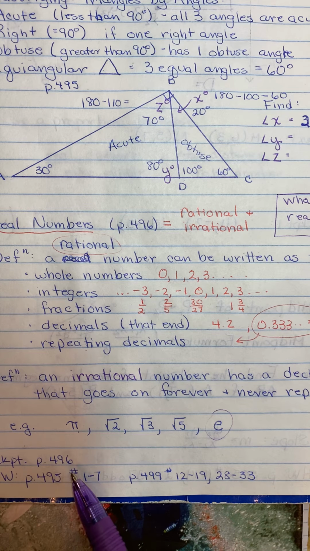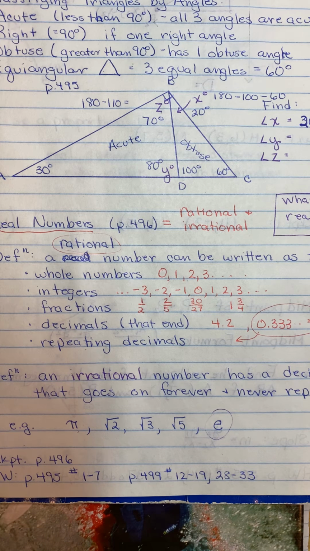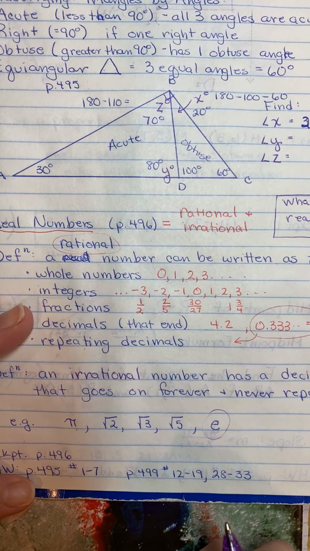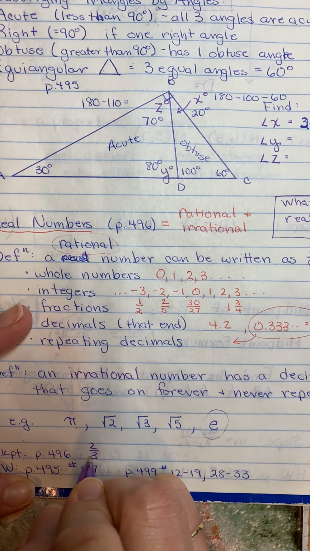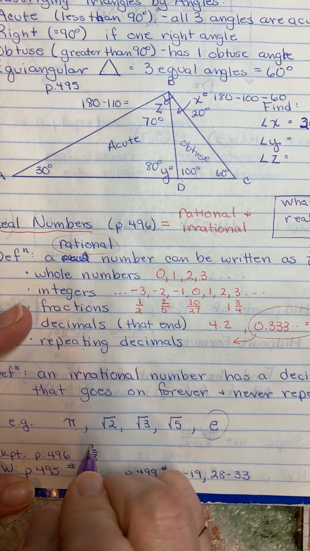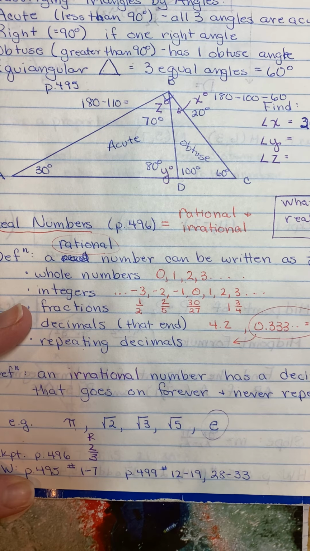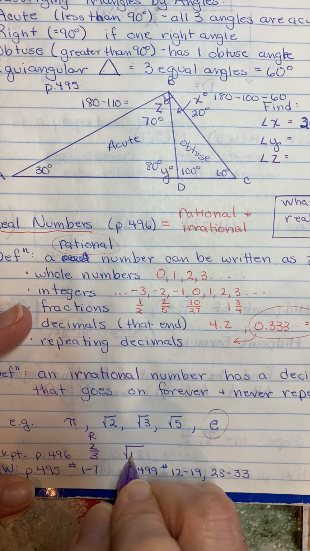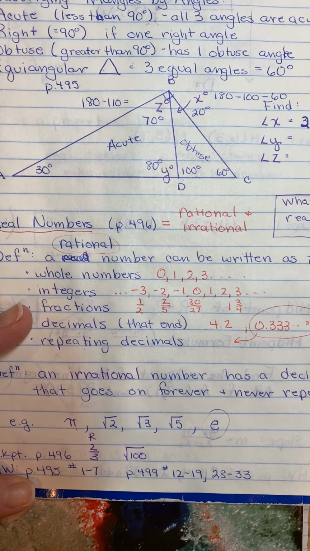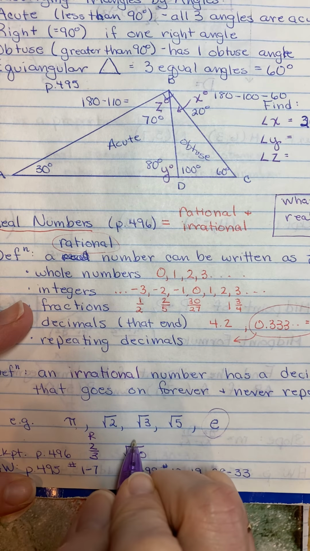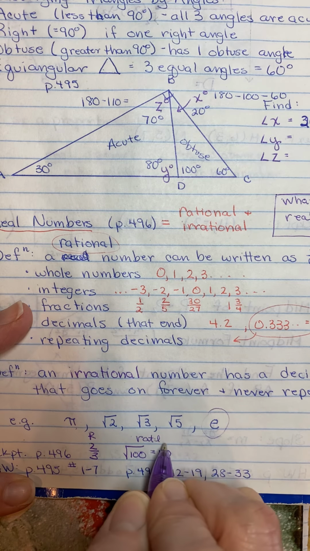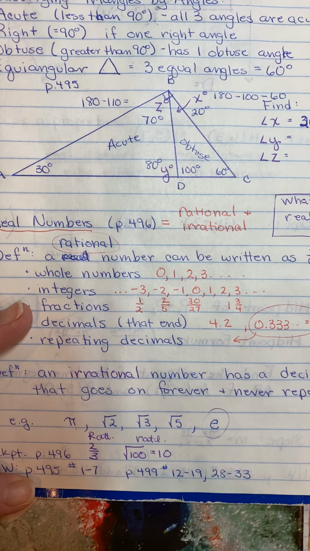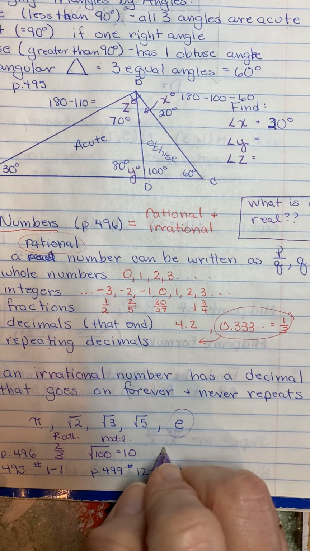I'd like to do the checkpoint with you on page 496, if you would turn there real quick. It just says, tell whether the number is rational or irrational. The first one is 2/3. 2/3 is a fraction, so this would be rational. The next number is the square root of 100. Is that a perfect square? Sure is. Square root of 100 is 10. So that would also be rational.